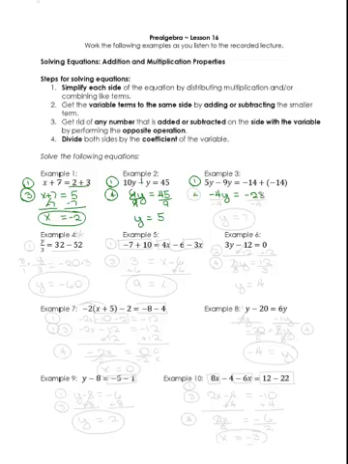Now, I'm at step 4. I'm going to divide by the coefficient of y. This time the coefficient is negative, so I have to divide both sides by negative 4. Negative 4 divided by negative 4, positive 1. I'll have positive 1y. Negative 28 divided by negative 4, positive 7. y is equal to 7.